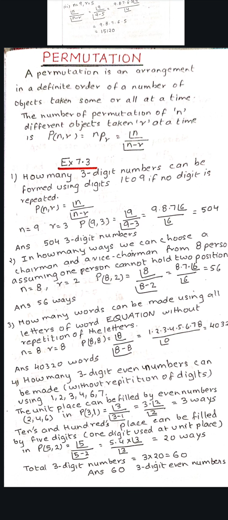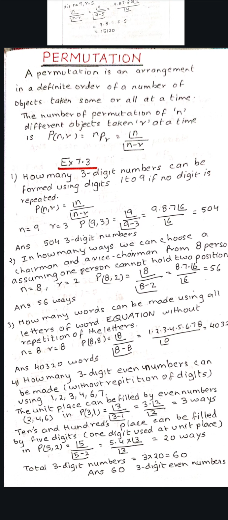Second question is, in how many ways can we choose a chairman and a vice chairman from 8 persons, assuming one person cannot hold 2 positions? Here n is 8, r is 2, P(8,2) is factorial 8 upon 8 minus 2 factorial, that is 8 into 7 into 6 factorial upon 6 factorial. We are left with 8 into 7, 56 ways.